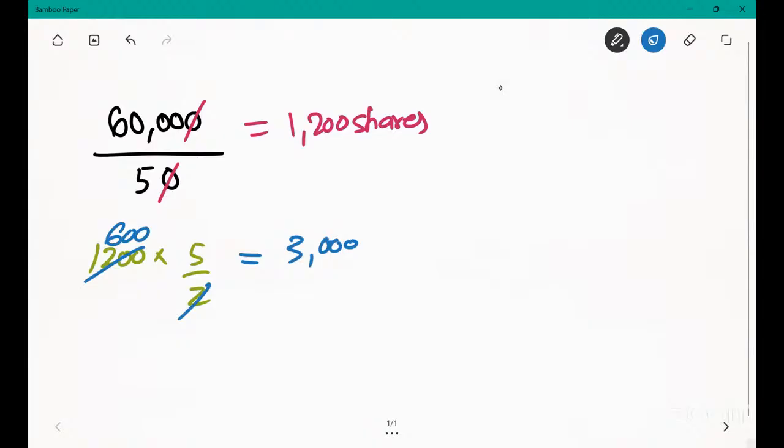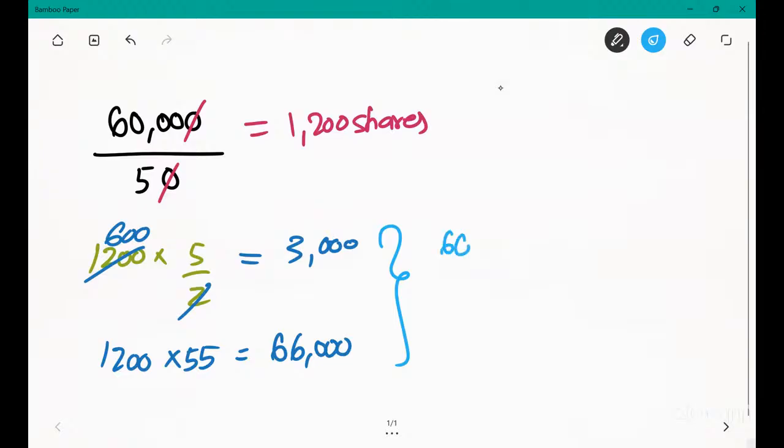So he gets 3,000 as dividends, and then he also sells them at 55 rupees. So if he sells them, that's going to be 1,200 into 55. So then that is going to be 66,000. So he's going to get 66,000. So the total amount that he gets after the dividends and selling it is going to be 66,000 plus 3,000, giving me 69,000 rupees. That is the second question.